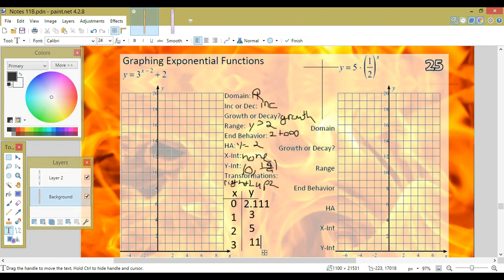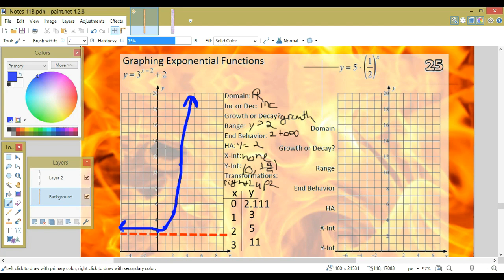So let's go ahead and plot these points on the graph. We'll first make our horizontal asymptote at y equals 2. And then let's plot our points. So we have 2.11 approximately. At 1 we have 3, 2, 5, and 3 we have 11. And we just sketch a graph from there. It doesn't have to be perfect. And that's it. That's our graph.